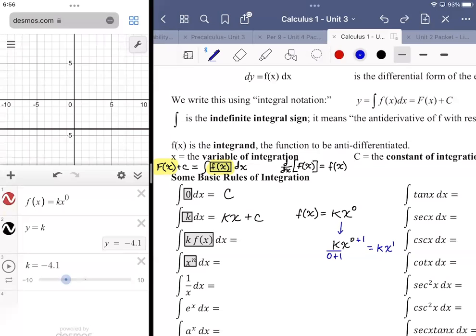That one, I have an x to the n. Increase my power by 1, divide by the new power, right? But divide what by the new power? The coefficient. Well, the coefficient was what? It was an understood 1. So let me just tuck that in there. Take that 1, divide it by that new power, which is n plus 1.